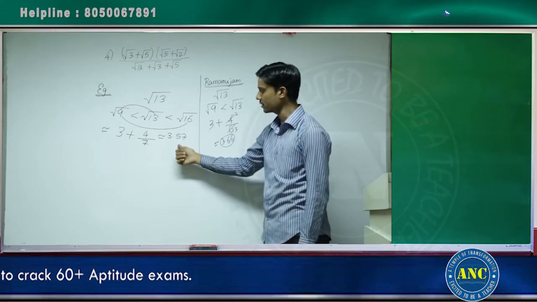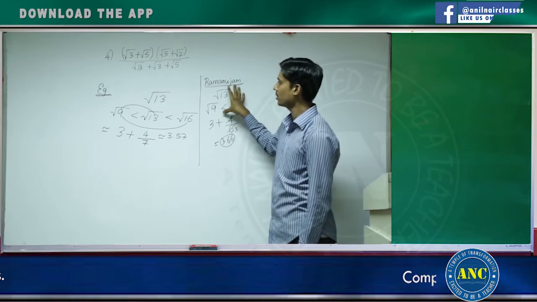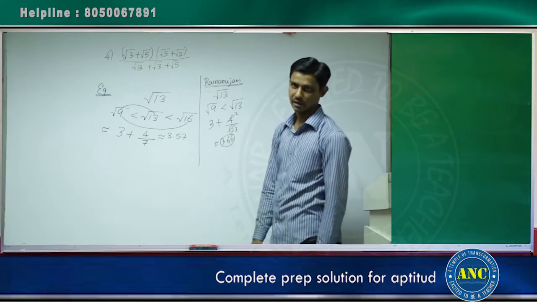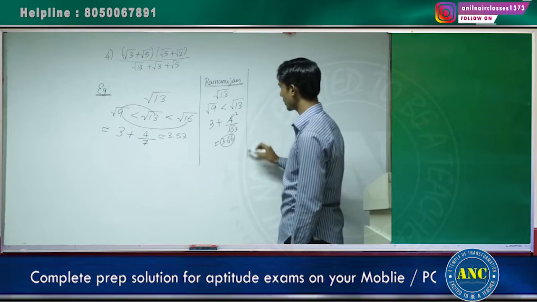Here if you see, you got 3.57. Here if you see, you are getting 3.66. Ramanujan's way of solving will give you the answer which is close to the actual answer, right? This is the better method than the other method, right? Now, one more example before you can write it.